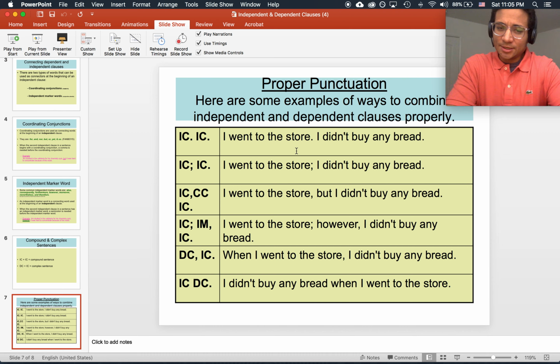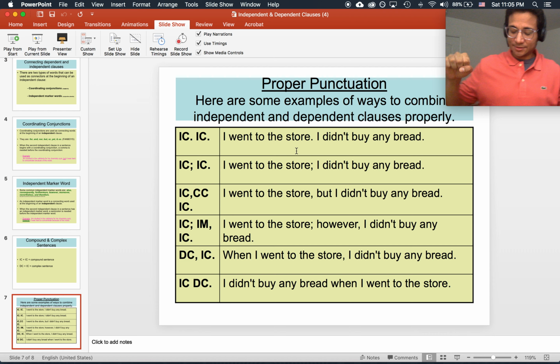So, two independent clauses. You can just make two sentences because an independent clause can stand on its own. I went to the store. Period. I didn't buy any bread. Period. That's valid. These are all valid, but I just want you to see this. I went to the store. Semicolon. I didn't buy any bread. Oh, where did you see the semicolon?